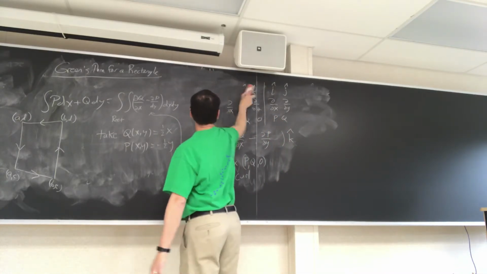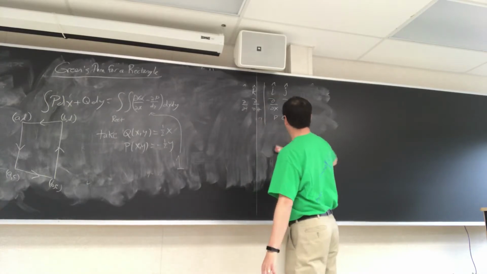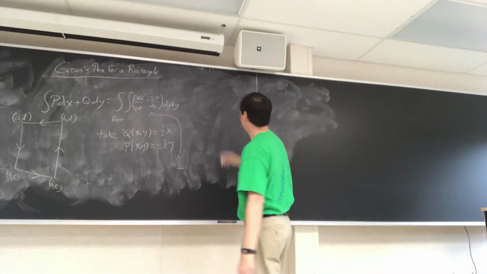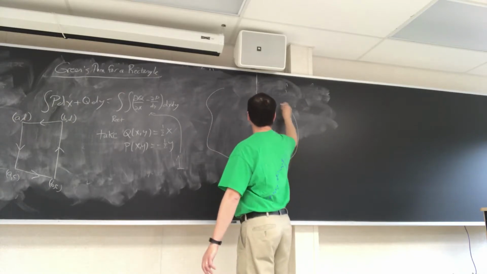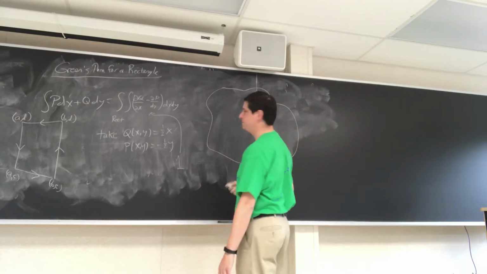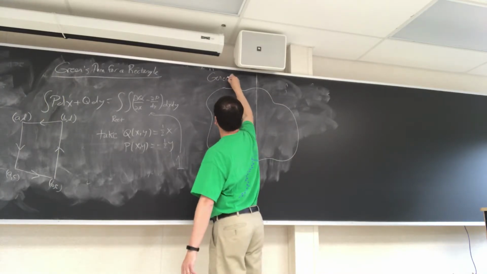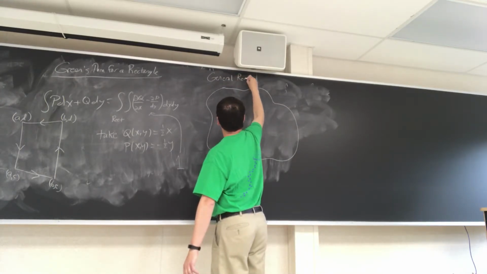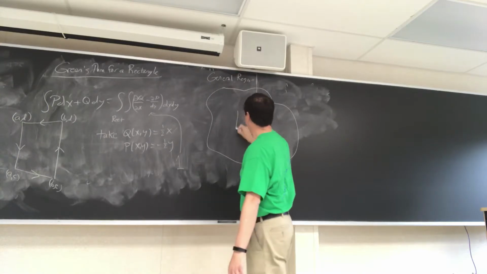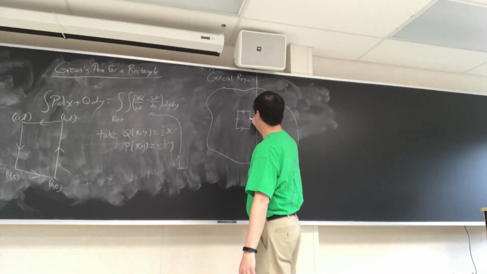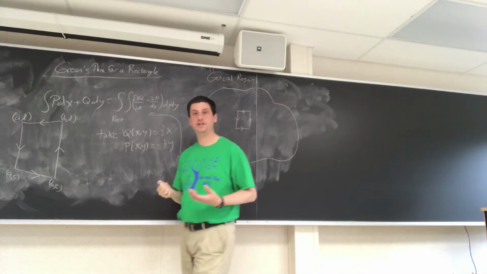So we know Green's theorem for a rectangle, and we want to push it to a more general region. So imagine we have something like this, a general region. Let me start off with a rectangle inside. We have Green's theorem for this rectangle, correct?